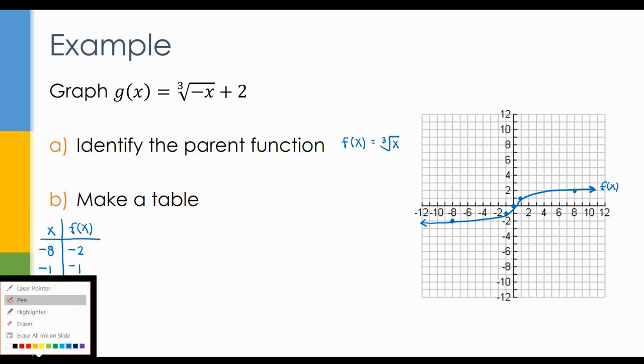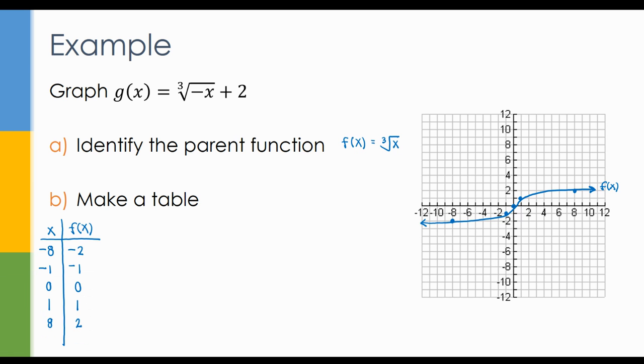And now that I have my original parent function, I'm going to continue building off this table to graph this g of x function. Because I see a reflection, the negative is underneath that cube root. That means that negative is going to be affecting the values of x. So I want to go to the very first column, and I essentially want to multiply everything by -1. So -8 times -1 is +8. -1 times -1 is +1. 0 times anything is 0. 1 times -1 is -1. 8 times -1 is -8.